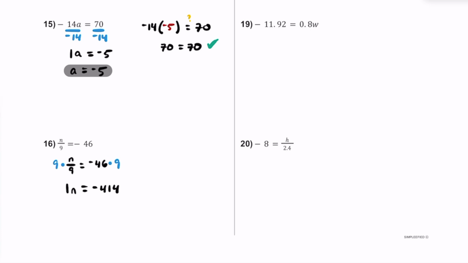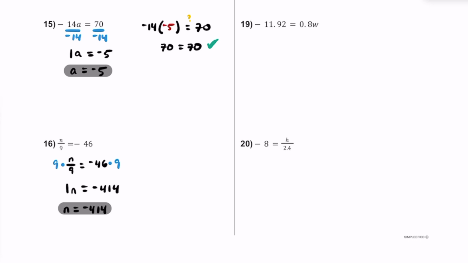Okay. Finally, if you use the identity property of multiplication, you can drop that 1 and just say n is equal to negative 414. And I think this would be our solution. Okay. Now, how do you check to see if this is true?